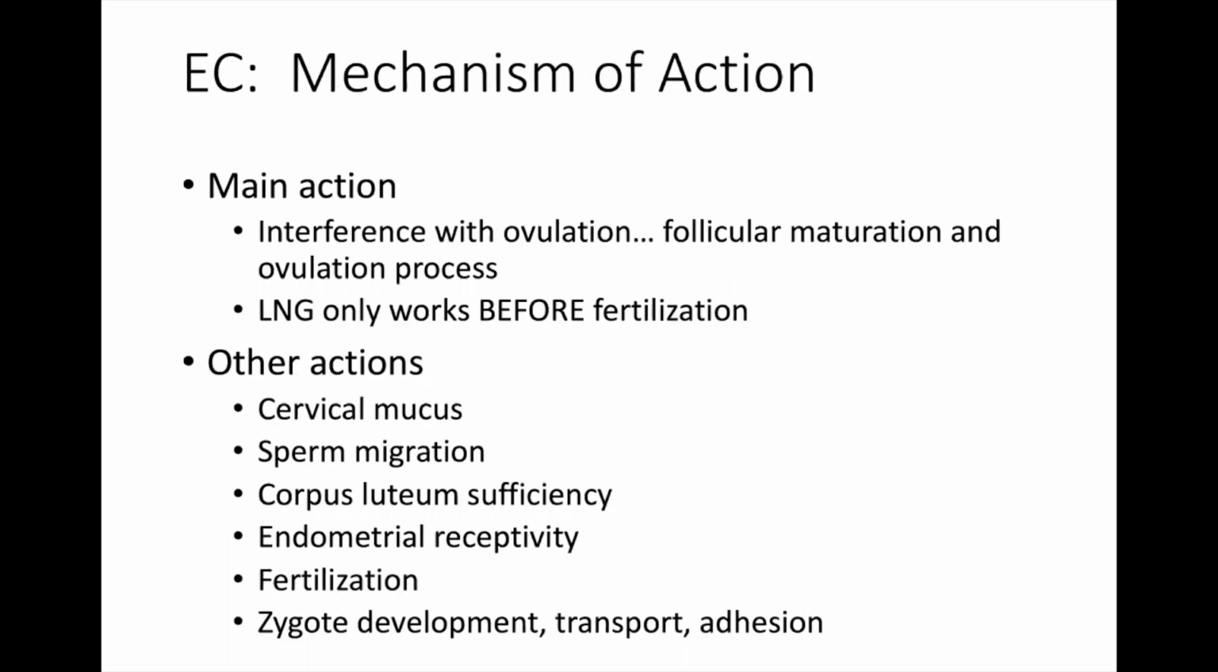The mechanism of action: it interferes with ovulation, follicular maturation and the ovulation process. Levonorgestrel only works before fertilization. Other actions: it could thicken the cervical mucus, so it affects sperm migration, corpus luteum sufficiency and endometrial receptivity. It affects fertilization, zygote development, transport and adhesions.